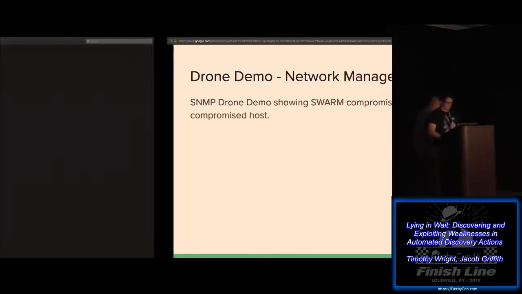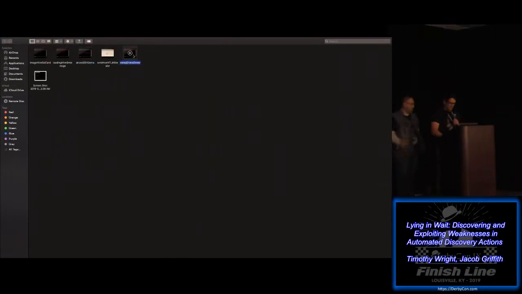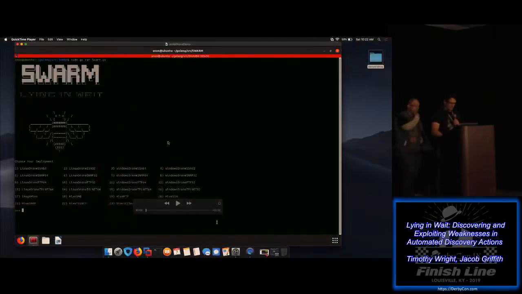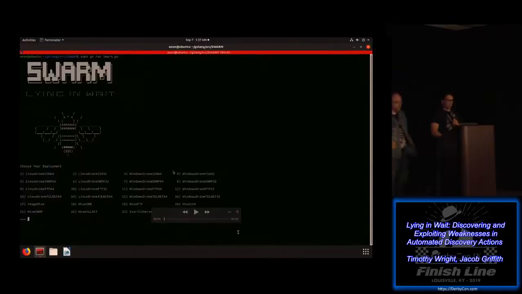So now we're going to do the SNMP demo. Same thing. This is SolarWinds, and again, we're going to try to harvest the read access from the infrastructure, and go ahead and kick it off.